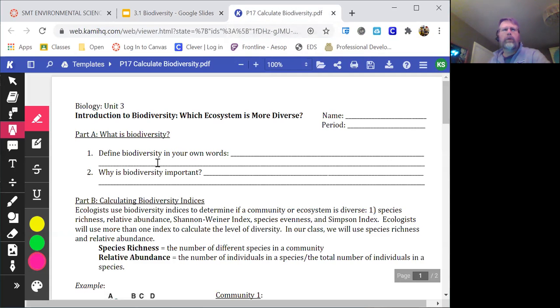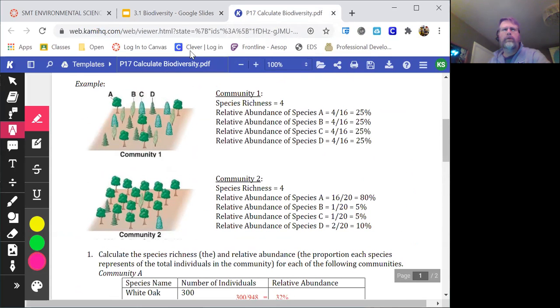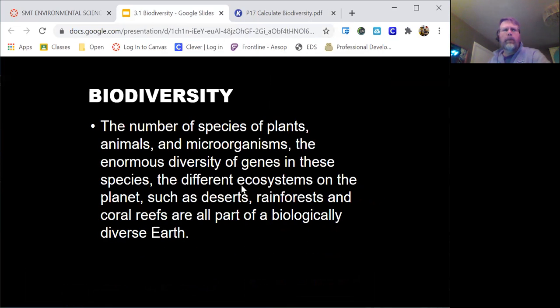Looking ahead, we're going to have an assignment doing calculations, so we're going to have some notes around that. First of all, what is biodiversity? It's the number of species of plants, animals, and microorganisms, and the enormous diversity of genes in these species. The different ecosystems on the planet, such as deserts, rainforests, and coral reefs, are all part of the biologically diverse Earth.